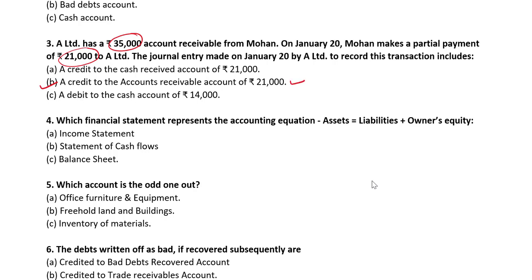Let's move to question number 4. Which financial statement represents the accounting equation, assets equal to liabilities plus owner's equity? Income statement? No, because in the income statement we record income and expenses. In the statement of cash flows, we record cash. And balance sheet, yes, the answer would be C. Why? Because we record assets, liabilities, and equity.